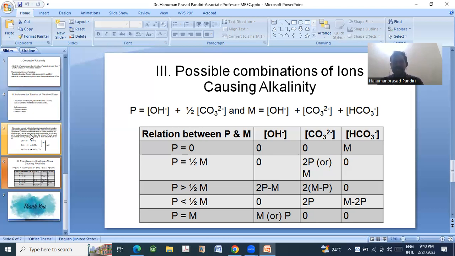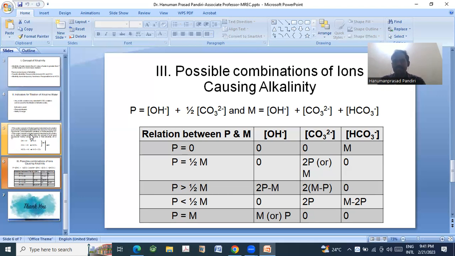And the given water sample can be titrated using standard acid solution with methyl orange indicator. In this case, you will get methyl orange alkalinity or total alkalinity. Here, OH⁻ will be completely titrated and CO3²⁻ will be completely titrated, as well as HCO3⁻ will also be completely titrated. That means M is equal to OH⁻ concentration plus CO3²⁻ concentration plus HCO3⁻ concentration.